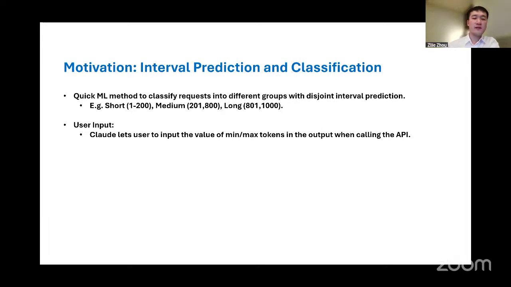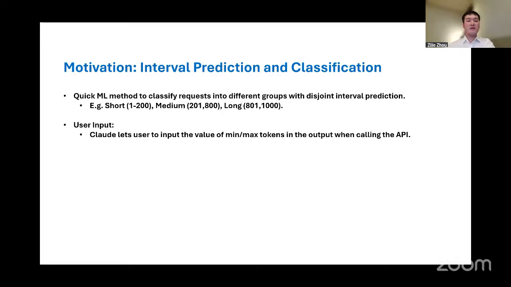So for example, there are two types of prediction. The first type is to use machine learning. Maybe we can think about this as a classification problem. We can use the previous training data set, and then for each of the requests before they are processed, we predict how many output tokens it will generate. So we put it into different categories: short, medium, or long.